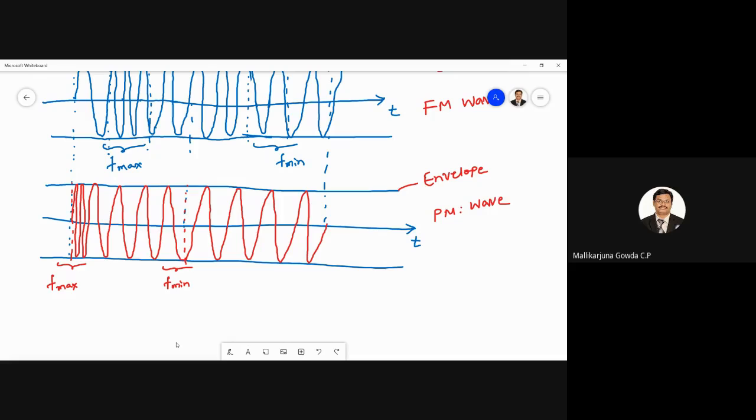Now let us try to find out the relationship between FM and PM. I hope you noted this waveform. Looking at the waveform of PM and FM, is it possible to visualize where the message signal resides?